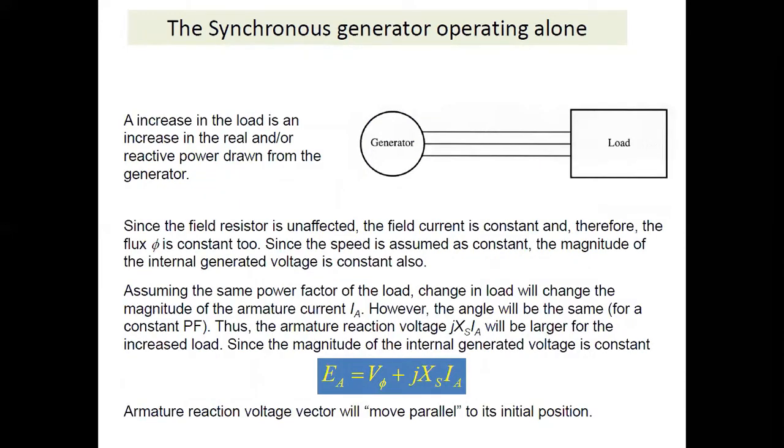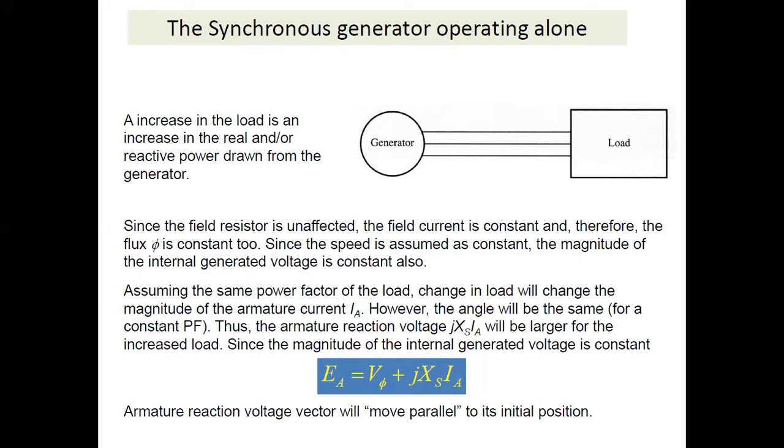An increase in the load is an increase in the real and or reactive power drawn from the generator. So whenever there is an increase in the load, more power, either real power or reactive power, is extracted by the load. Since the field resistor is unaffected, the field current is constant, and therefore the flux is constant too. Since the speed is assumed to be constant, the magnitude of the internal generator voltage is constant also.